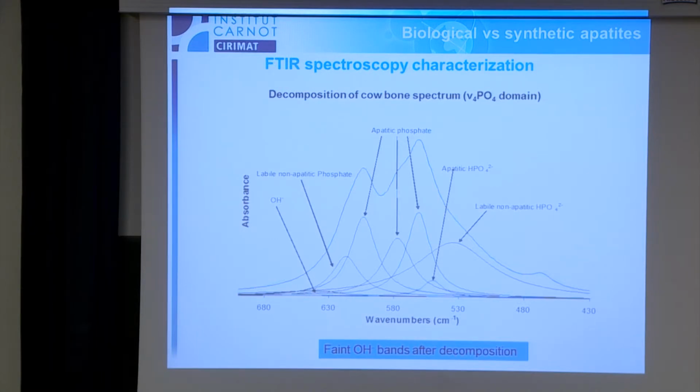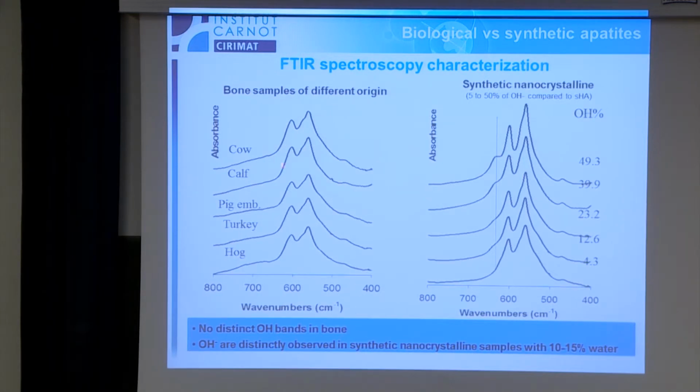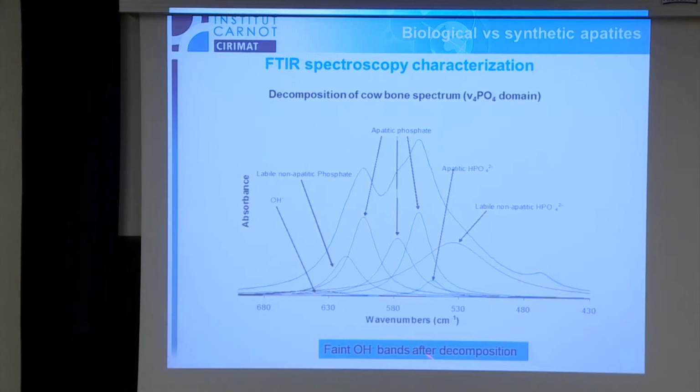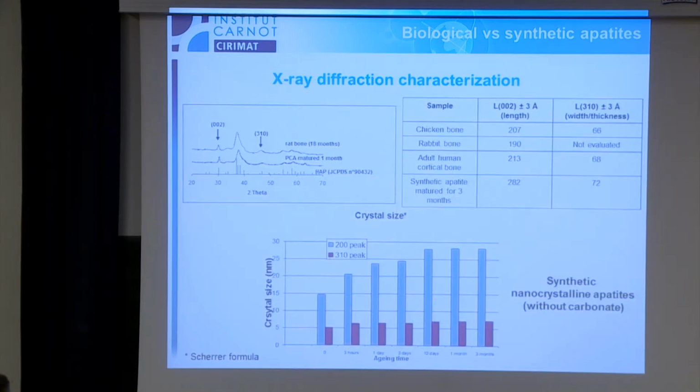Well, just to see, this is the ν4 PO4 domain and the example of decomposition of the cow bone, the one that we decompose here. And you know, the band characteristic of OH is here, but you cannot see it because it's very faint after decomposition.